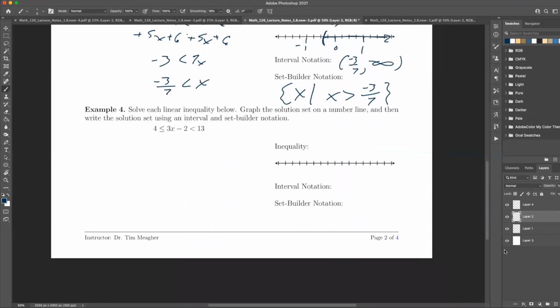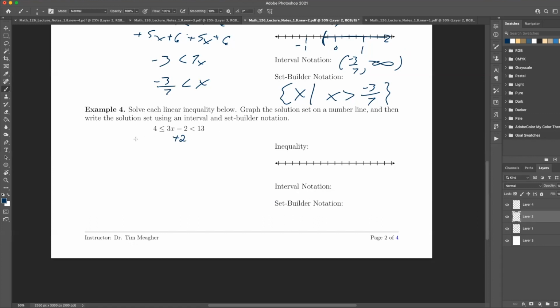All right, so let's do something a tad more interesting now. So now we're going to solve the linear inequality below, graph the solution on a number line, then write out the solution. So here, I have a complex inequality, so it has more than one inequality symbol in it. So if I add, say, the first thing I want to do is add 2 here.